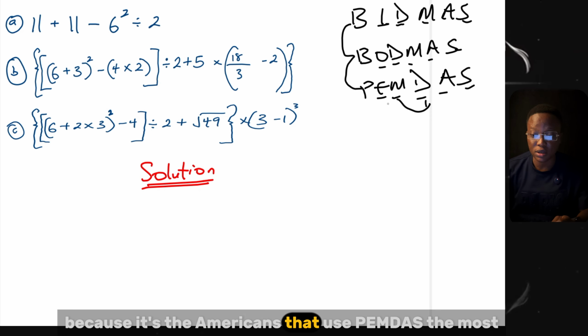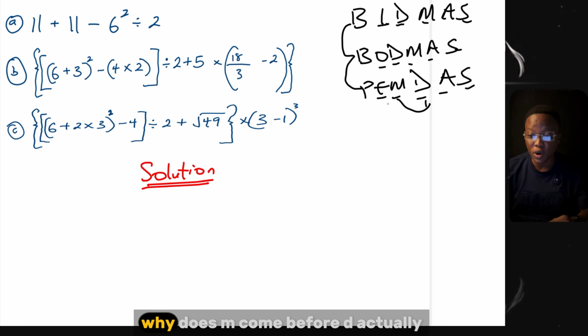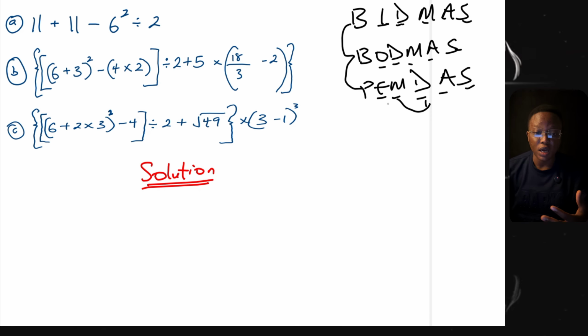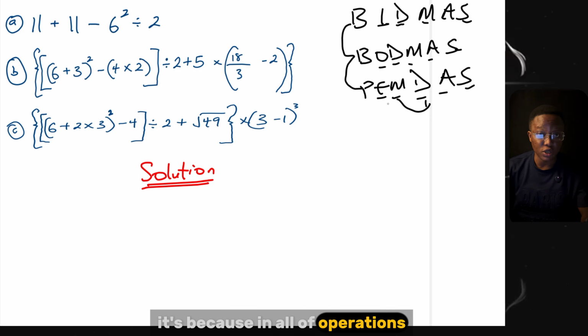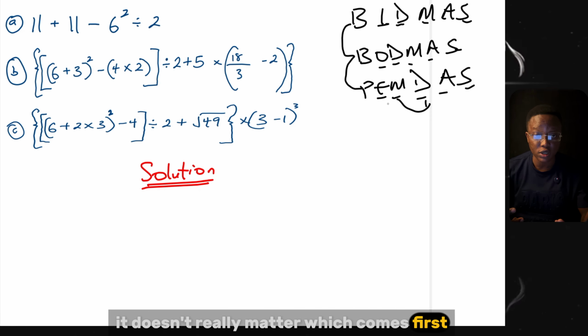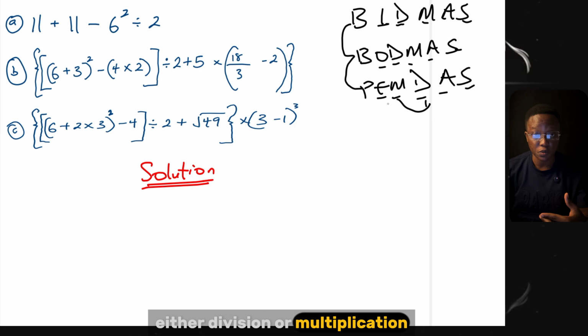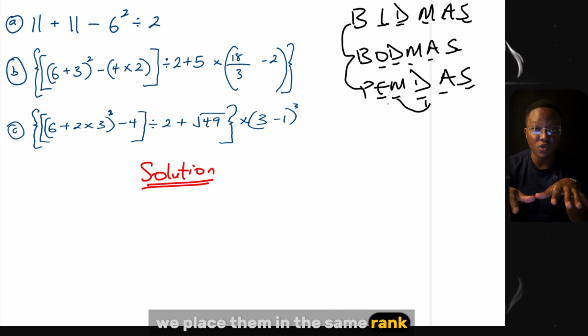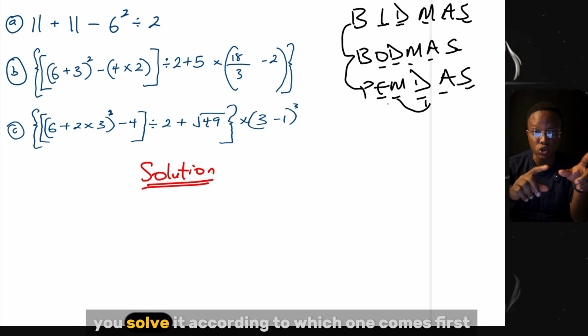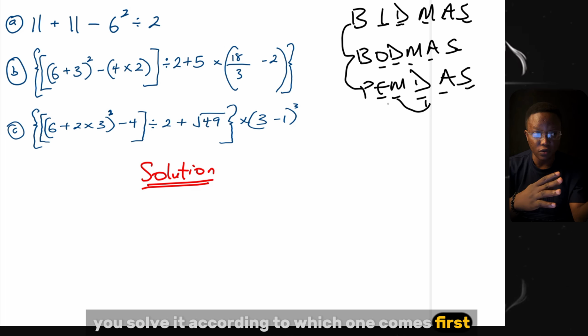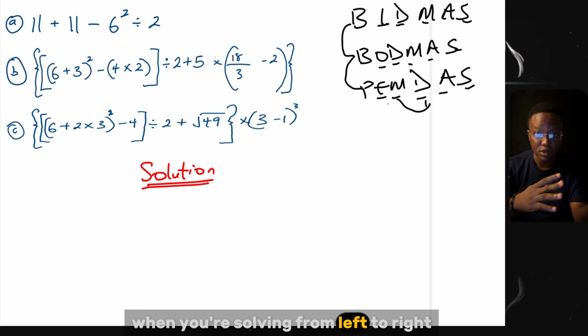Okay? And some of you are wondering, well, why does M come before D, especially because it's the Americans that use PEMDAS the most. Why does M come before D? Actually, it's because in order of operations, it doesn't really matter which comes first, either division or multiplication. We place them in the same rank. You solve it according to which one comes first, solving from left to right.